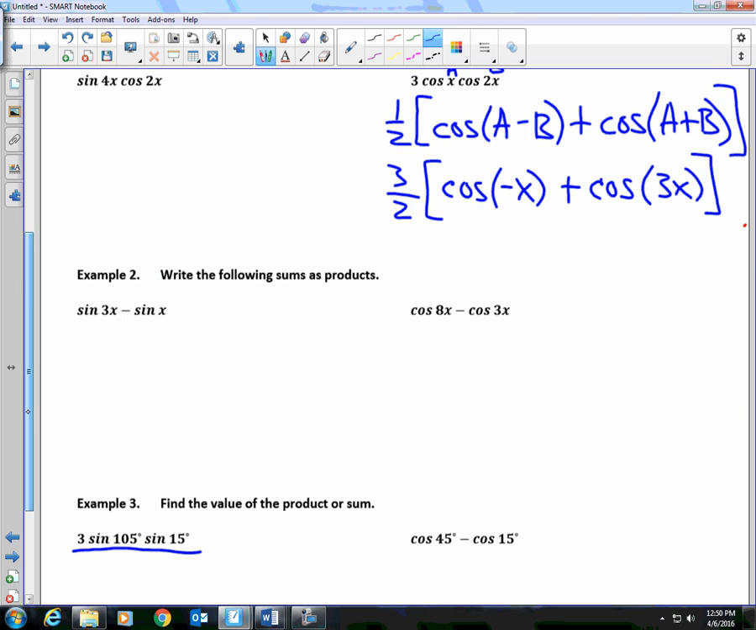So I'm going to rewrite this then as 3 halves times the cosine of positive x plus the cosine of 3x. So that would be one way to write your final answer. Everybody okay with that? If you would like to distribute the 3 halves, that's fine. If you would like to distribute the 3 and divide everything by 2, that's fine. There are about 4 different ways you could write that.